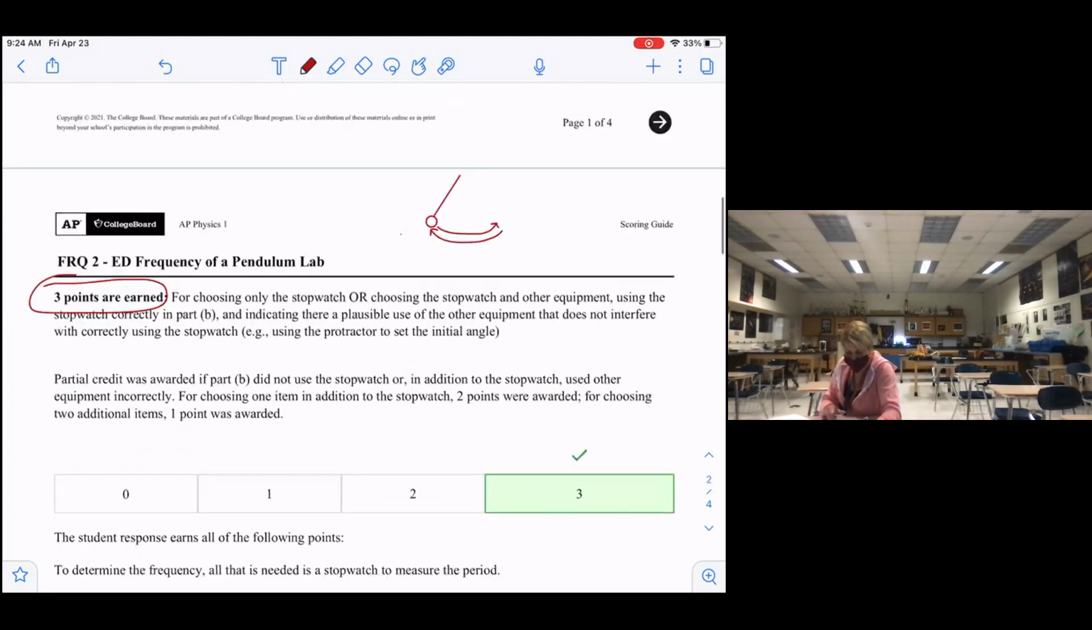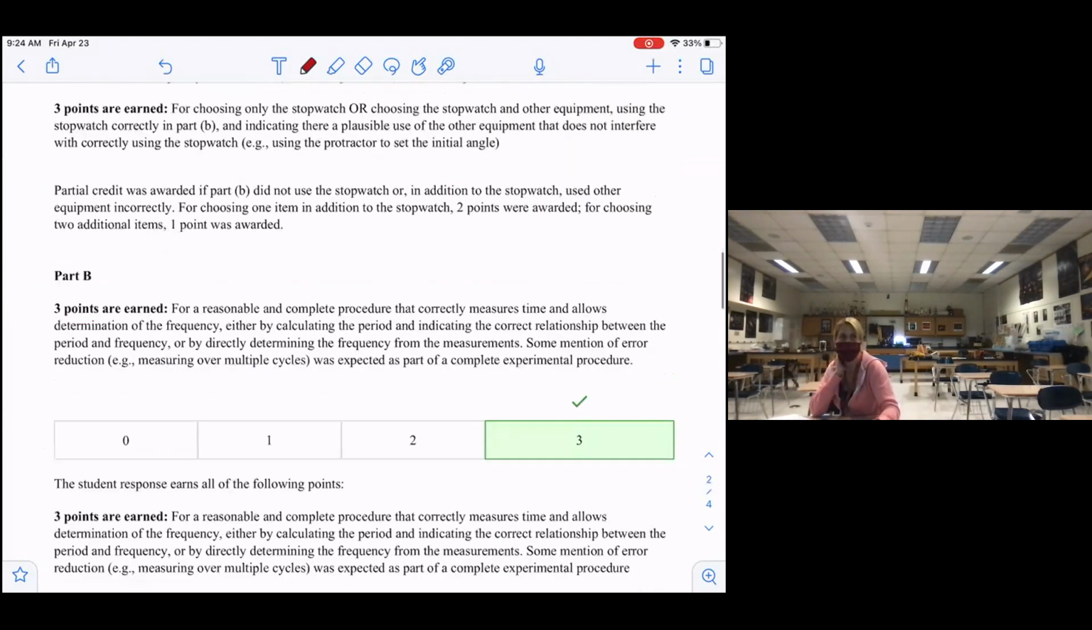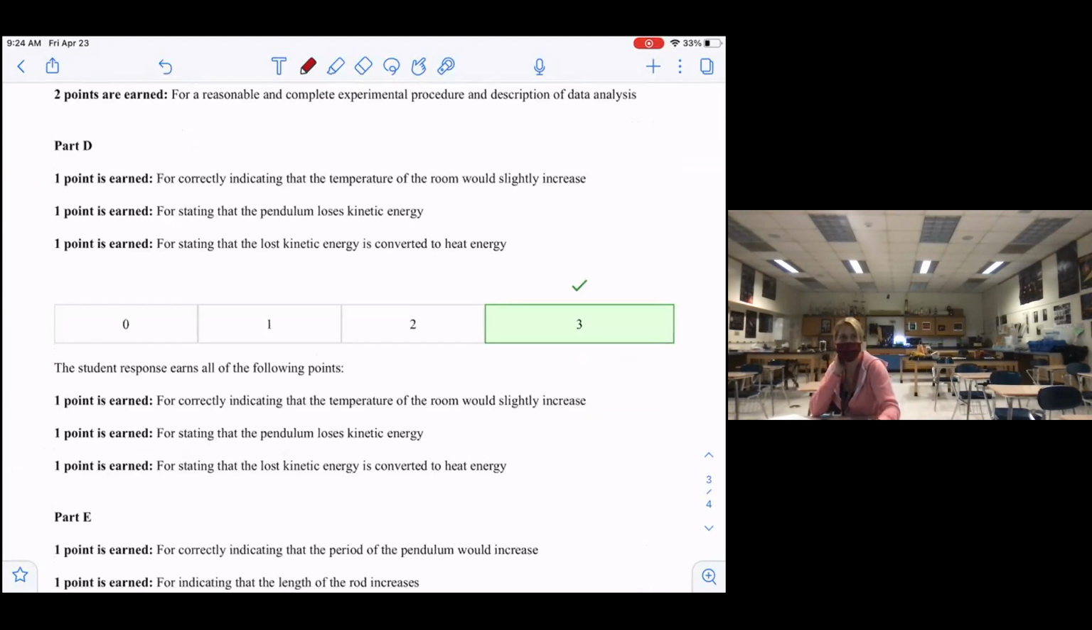So for part D then, we jump down to there. Okay. Another 3-point part there. Sorry, the scrolling with using multiple devices there. Okay. 1 point for correctly indicating temperature would increase slightly. Another point for stating that you're losing kinetic energy. You could also say mechanical energy. That would be acceptable. And then that lost mechanical kinetic energy is converted to heat energy. So if you just said that the temperature would increase because you are losing kinetic energy and you stop there, you'd have 2 out of 3 points.